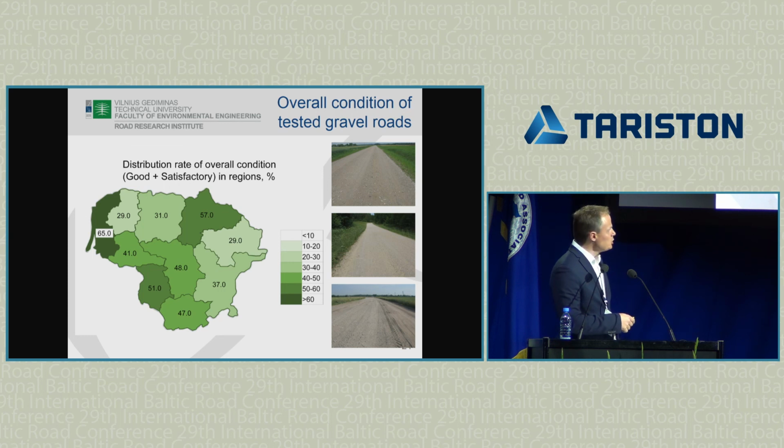And we can see that a satisfactory situation, with a grade of not more than 30, is only in 2 regions. So in other regions we have a lot of problems with gravel roads, and we have to recalculate. Do we want to maintain gravel roads, or do we have to move a little bit faster to paved roads and save money?